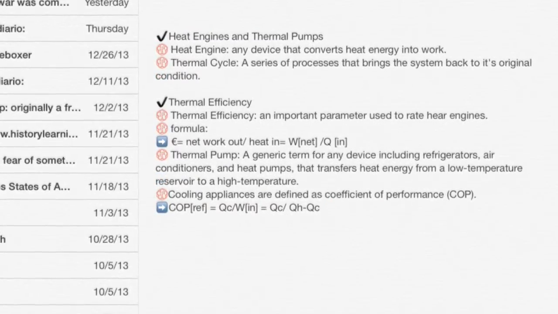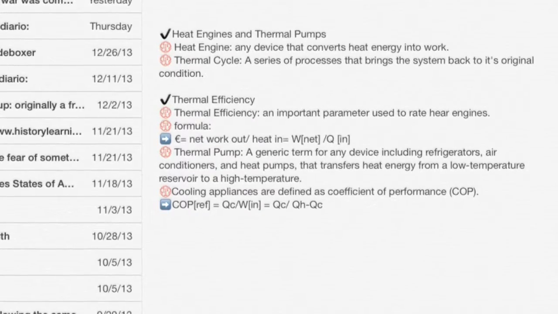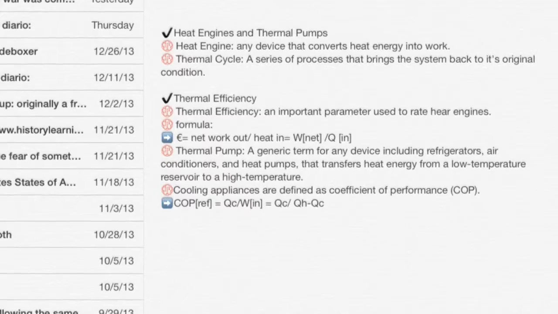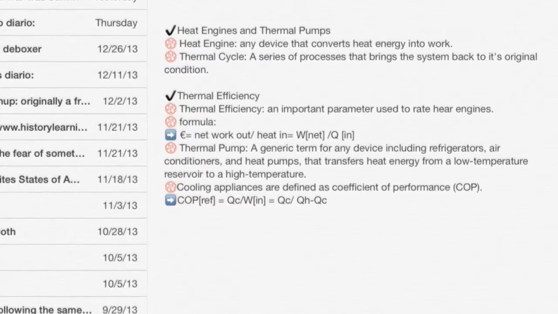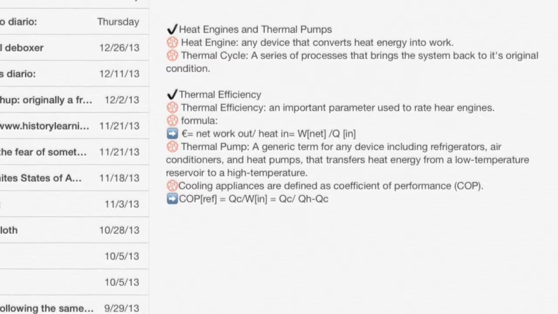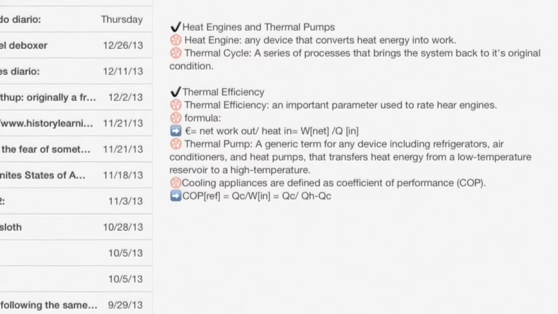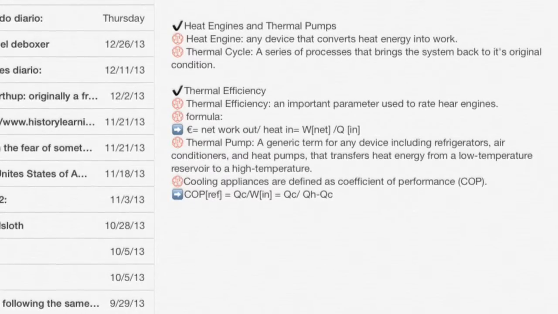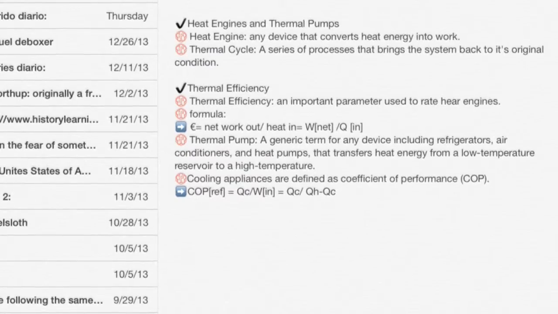Heat engines and thermal pumps. A heat engine is any device that converts energy into work. A thermal cycle is a series of processes that brings the system back to its original condition. Thermal efficiency is an important parameter used to rate heat engines. The formula is epsilon equals net work over heat in, equals W net over Q in.